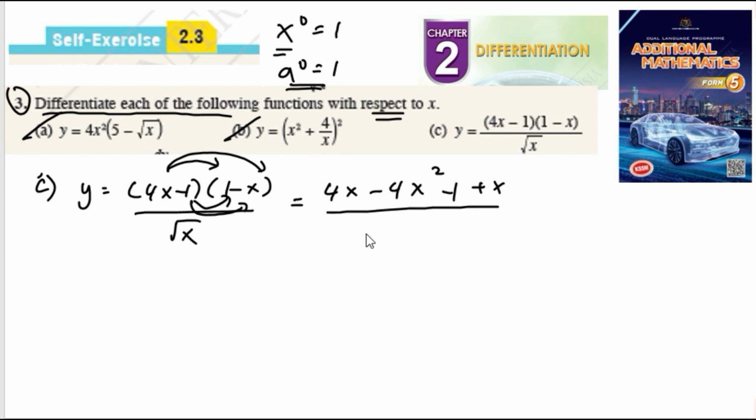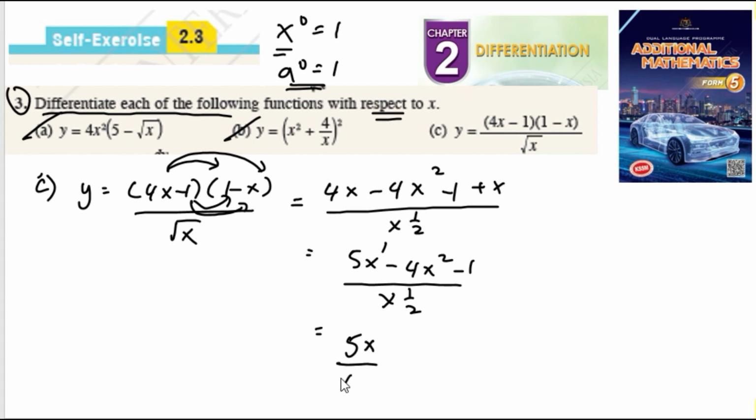So here, divided by x to the power of 1 over 2. This one is 4x plus x is 5x, minus 4x squared, minus 1, all divided by x to the power of half. So we know that everything is divided by x to the power of half. When you have the same base, you can minus the power. In index, we have learned that x is x to the power of 1. So you can write it as 5x divided by x half, minus 4x squared divided by x half, minus 1 over x half.